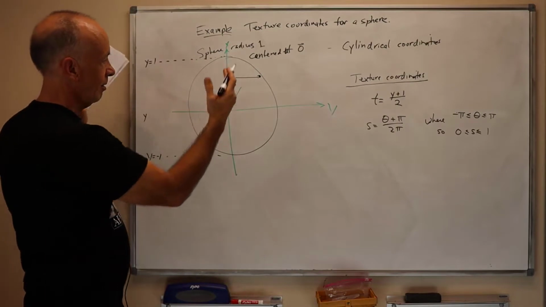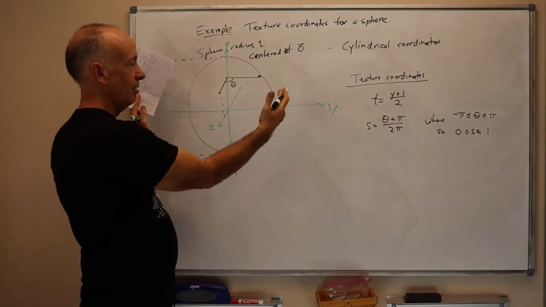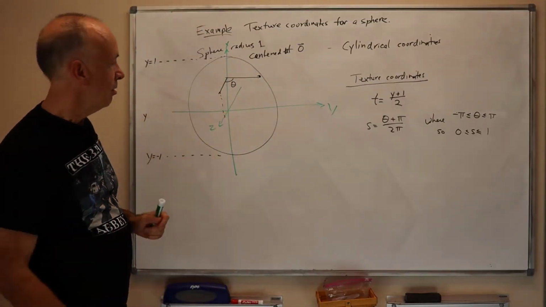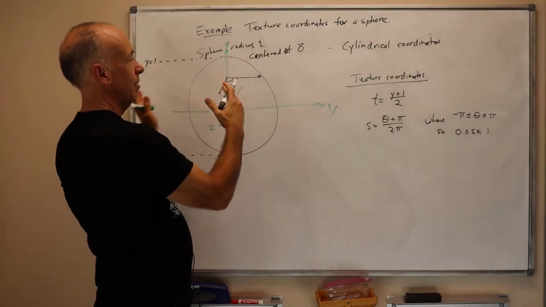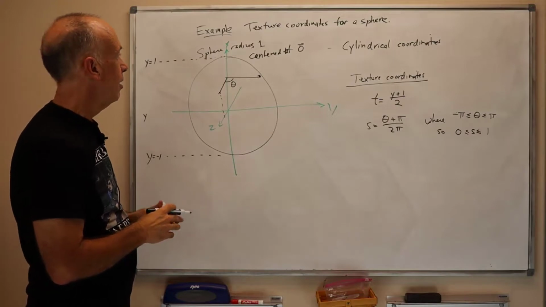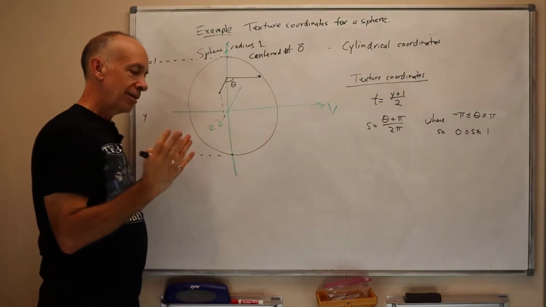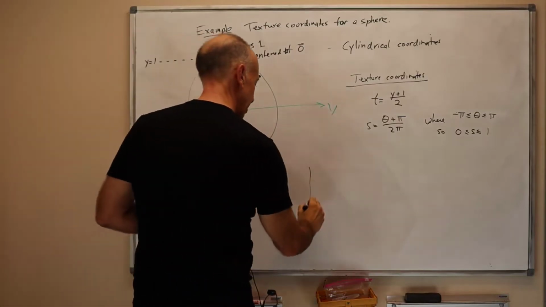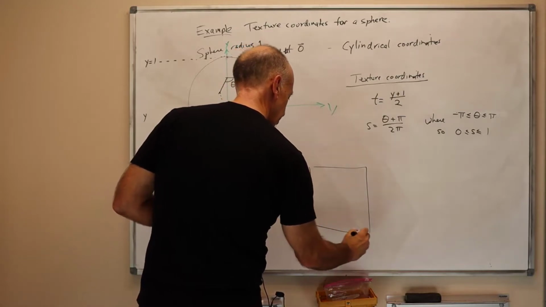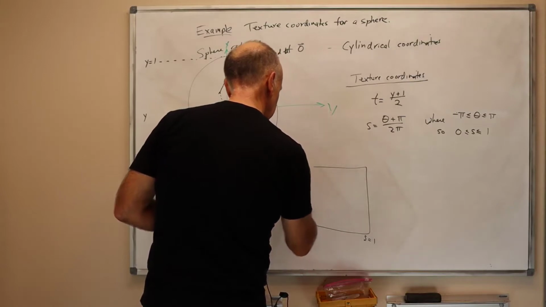Another way to think about this is you're putting a cylinder around the sphere, giving the cylinder the same type of texture coordinates we used two boards ago, and just projecting them horizontally in and placing them onto the sphere. You'll notice there's some bunching at the poles. You have a texture map here. S goes from 0 to 1, and T goes from 0 to 1.